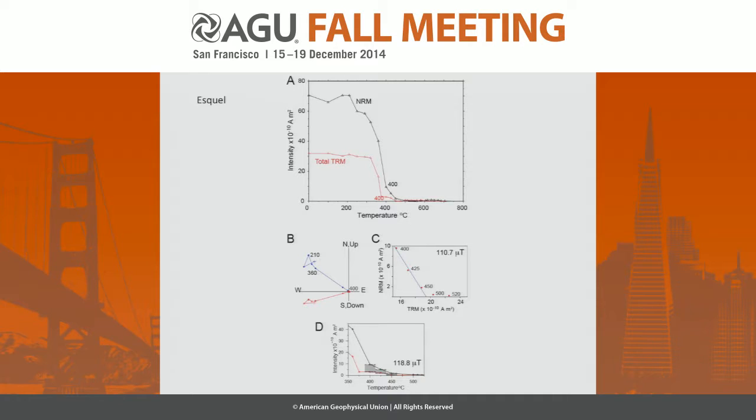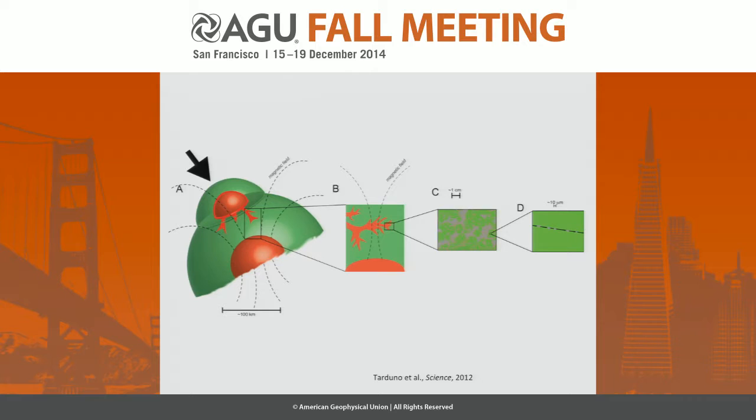Paleointensity experiments, here we have a Thellier-Coe and a total TRM, suggest a paleofield recorded by Esquel of about 110 to 119 microtesla. Similar experiments on the Imilac pallasite suggest a paleointensity of 70 microtesla. This is a fairly high value and suggests it was acquired in the presence of a dynamo. These results have motivated a new conceptual model of pallasite formation, where we have a differentiated parent body with a liquid iron-nickel core that hosts a dynamo.